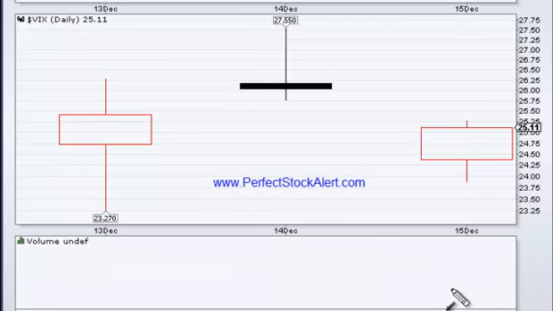Here's our example. You can see that the close of this particular day was here. And the following day, we had an open here and a close here. However, this is outlined in red because it's showing you that the close is less than the previous close.